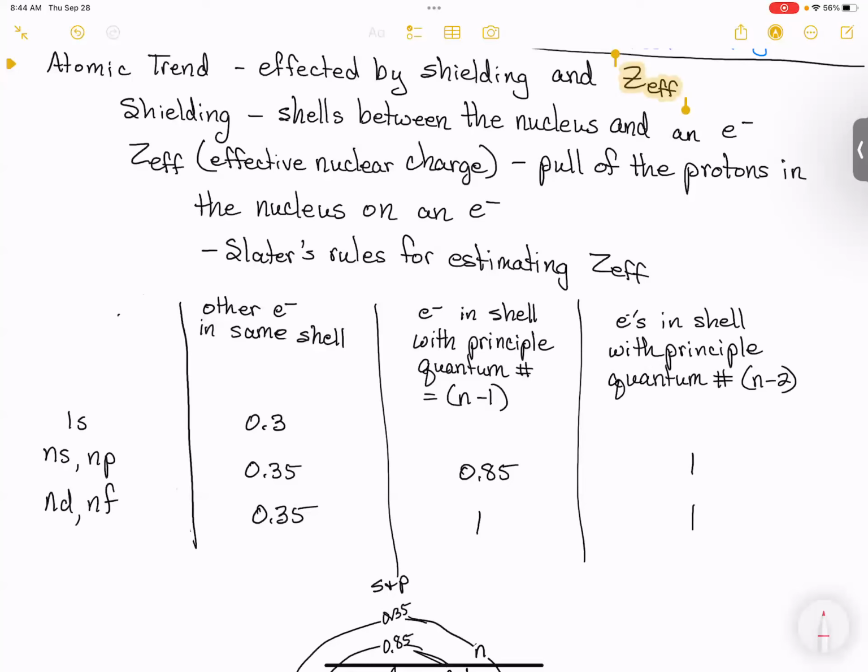Now, which of these two factors, the barrier or the Z effective, has the most impact on these trends? The answer is the shielding. Shielding has the greatest impact. Putting up walls has the greatest impact in keeping that electron from finding the nucleus. But right behind it is Z effective. Now, Z effective can be determined using Slater's rules.